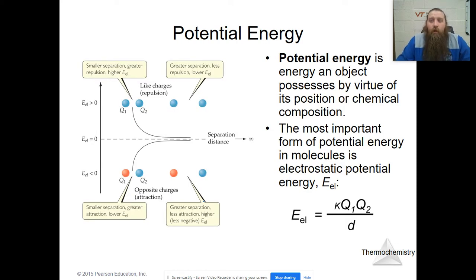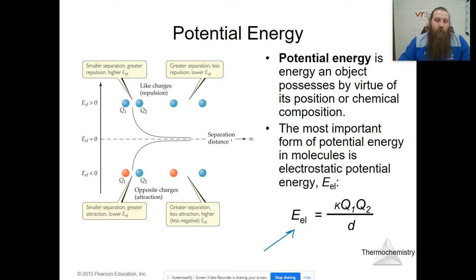Potential energy is something that we've actually already seen, right? This should look familiar. It's Coulomb's law, which we saw in the unit on bonding. So potential energy is energy that you possess just based on your chemical composition, all right, or where you are. So in the case of the biker, she's at the top of the hill. She has more potential energy than if she's at the bottom of the hill.